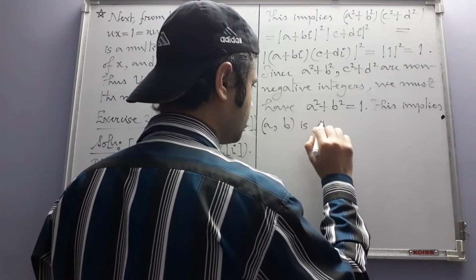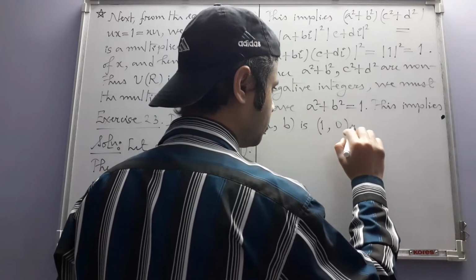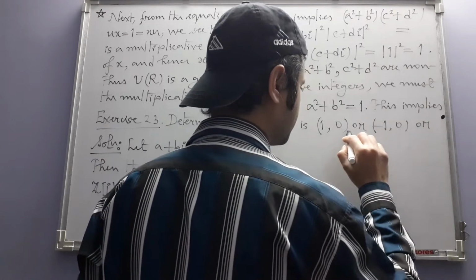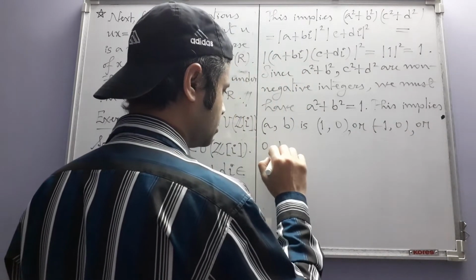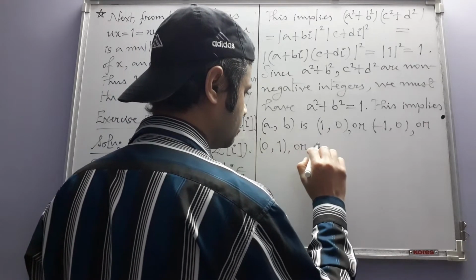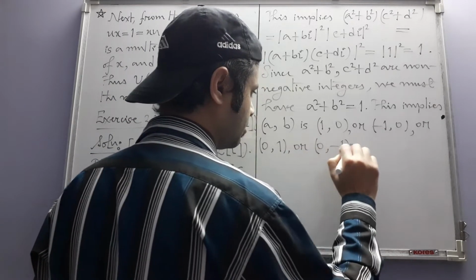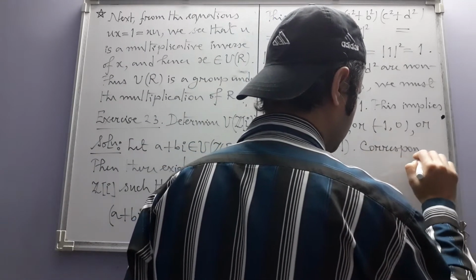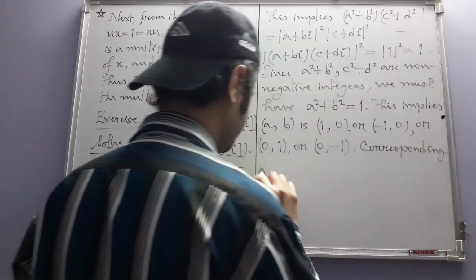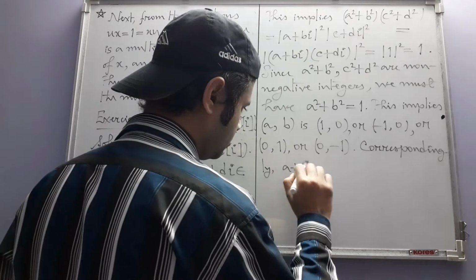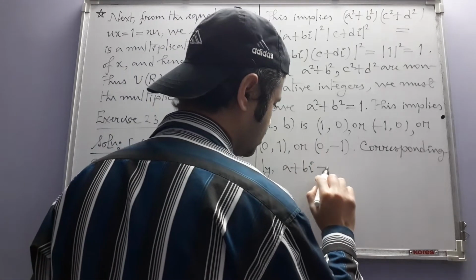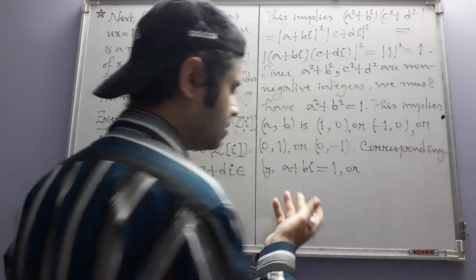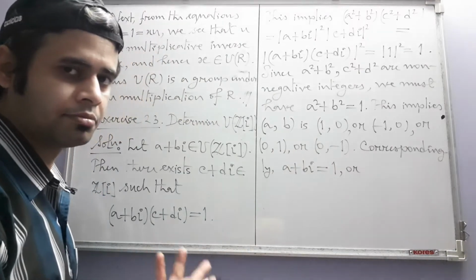Is either (1, 0) or (-1, 0) or (0, 1) or (0, -1). Correspondingly, a plus bi is 1, or it will be 1 when a is 1 and b is 0.